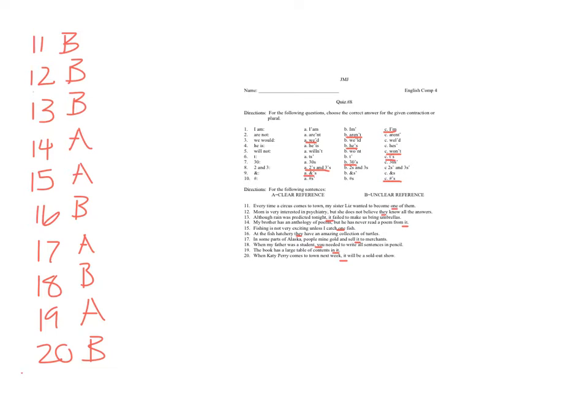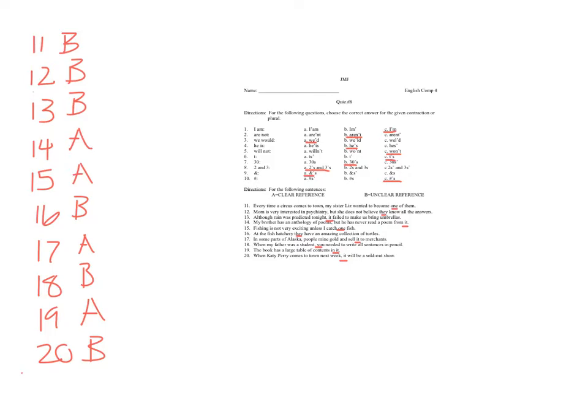16, "they" is an unclear pronoun reference. 17 is correct because it refers to gold. But 18, "you" is unclear, so that's why it's B. 19, "it" is referring to book, so that's clear, that's A. And then 20, "it," we don't know what it's referring to, so that's unclear pronoun reference. If you have any questions with reference to the quiz, by all means, you can email me and I'll be happy to explain the answers.